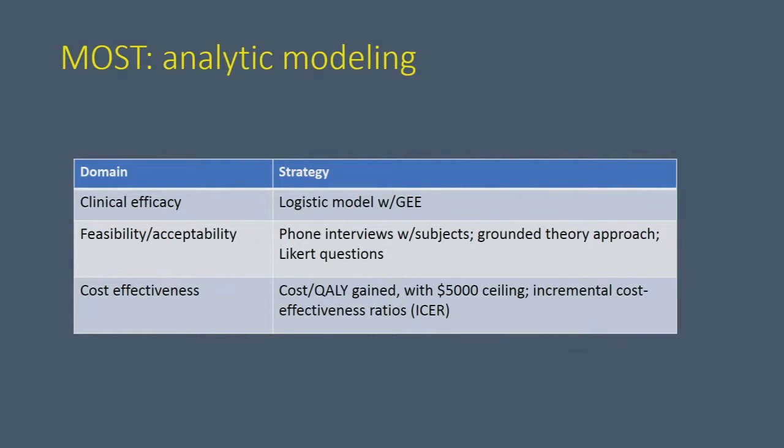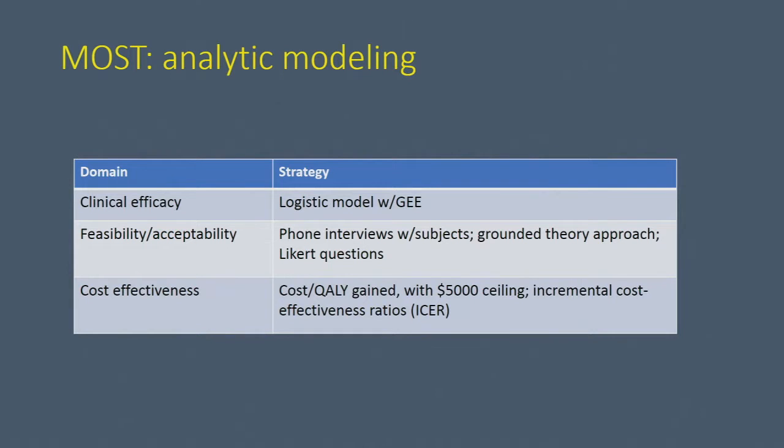So each of those components, to be retained in the next study, has to be clinically efficacious, right? It has to work. Let's start with that. It has to hit the cost constraint of no more than $5,000 per quality, using standard econometric techniques. And it has to be feasible and acceptable to patients using standard qualitative approaches as well, all 3. So we're evaluating across 3 domains in our MOST trial.